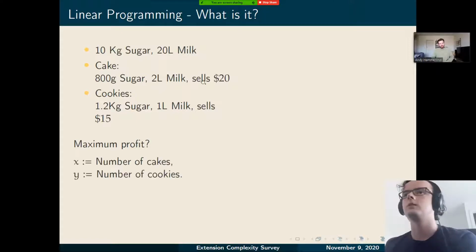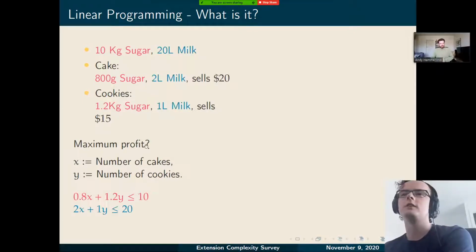So we can let x be the number of cakes we make and y be the number of cookies. And we can start to try to represent the physical constraints of the problem mathematically, right? So we only have access to a certain amount of sugar and a certain amount of milk, and we can find explicit formulas for how much milk and sugar we use based on the number of cakes and cookies. So for milk, we have 2x plus y, and then for sugar, we have 0.8x plus 1.2y, and that translates nicely into these linear constraints.